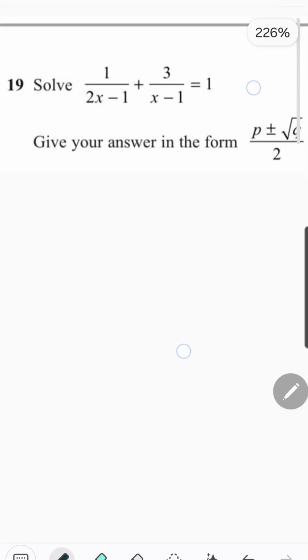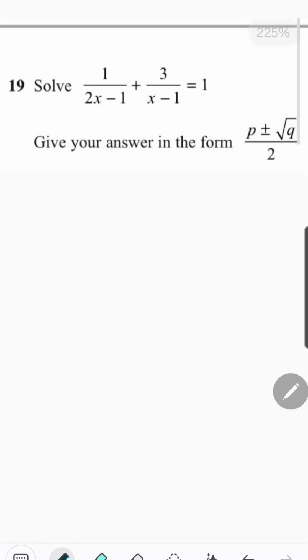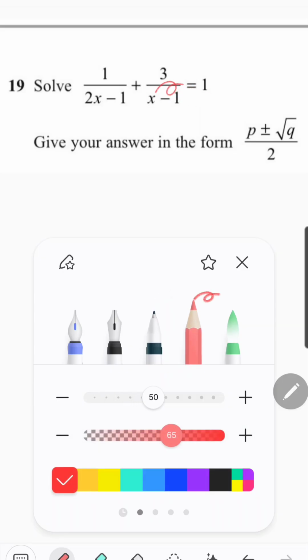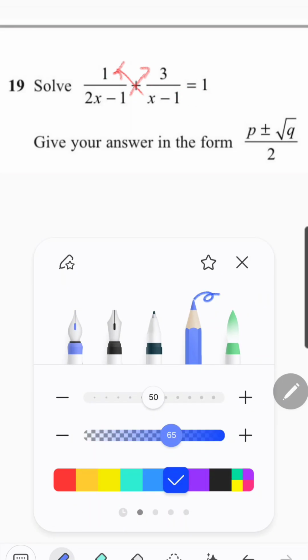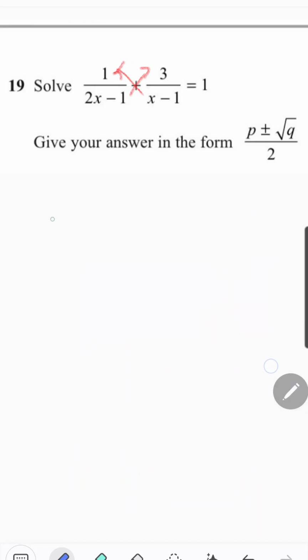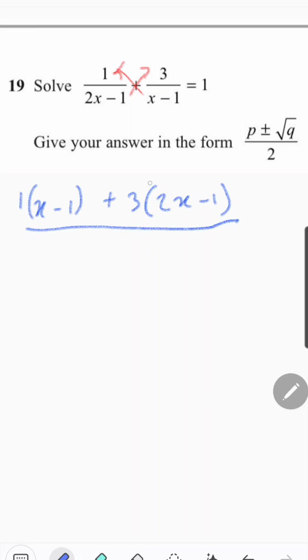All right, so for this question, what you want to do is cross multiply. So see that you multiply up there and that multiplied up there. Okay, so let's do that. That would be 1 times x minus 1, so x minus 1, plus 3 times 2x minus 1. All right, so just do that properly for you there, and then multiply the denominators. So 2x minus 1 and x minus 1, and that's equal to 1.